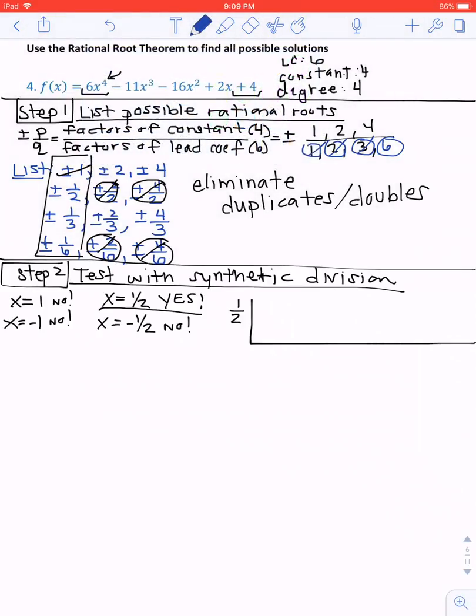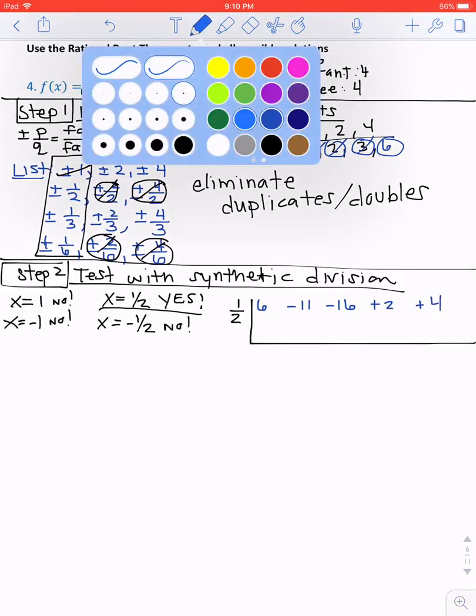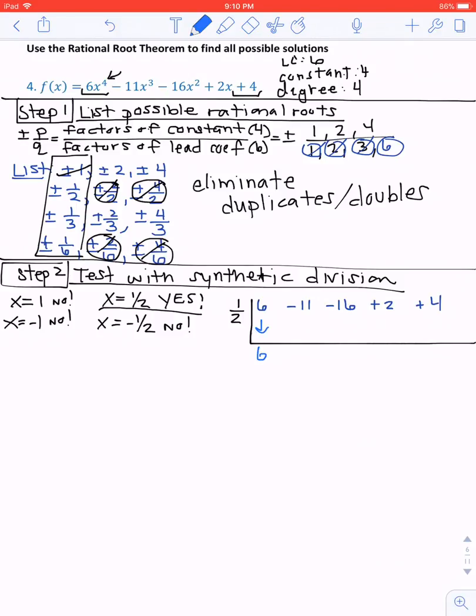Okay, so our coefficients are 6, negative 11, negative 16, positive 2, positive 4, and we bring down the 6. What is half of 6? Half of 6 is 3. Negative 11 plus 3 is negative 8. Half of negative 8 is negative 4. You combine those to make negative 20. Half of negative 20 is negative 10 plus 2 is negative 8. Half of negative 8 is negative 4. Combine those and woo, 0. That's what we want.